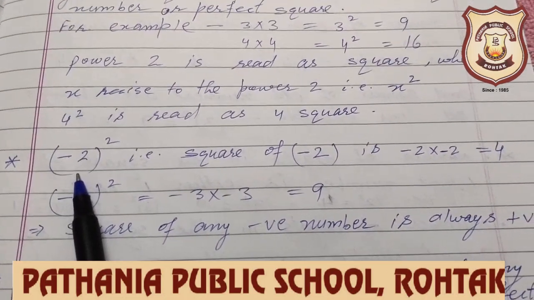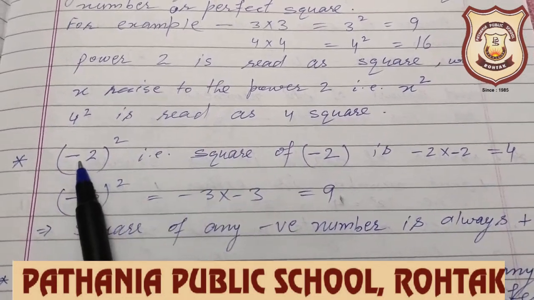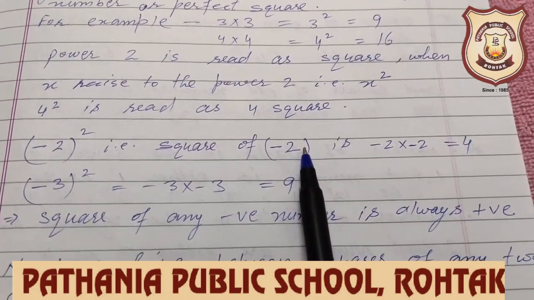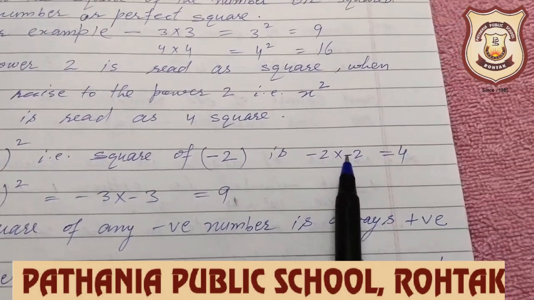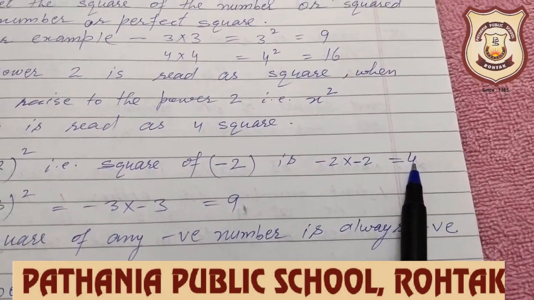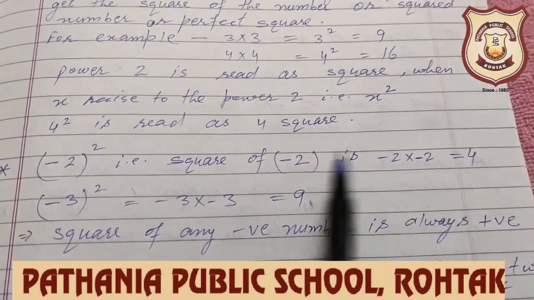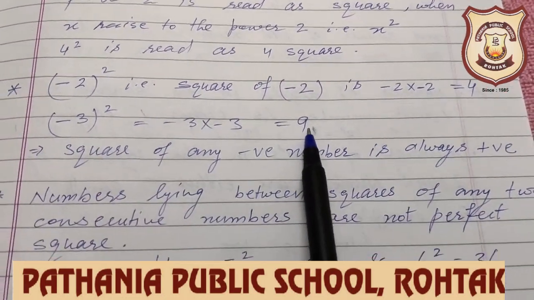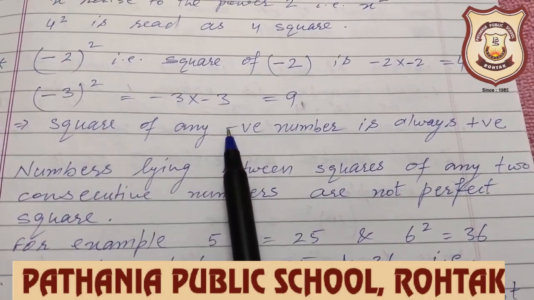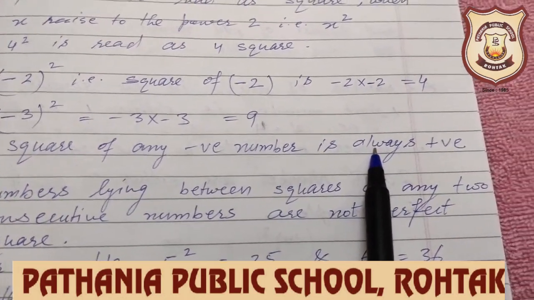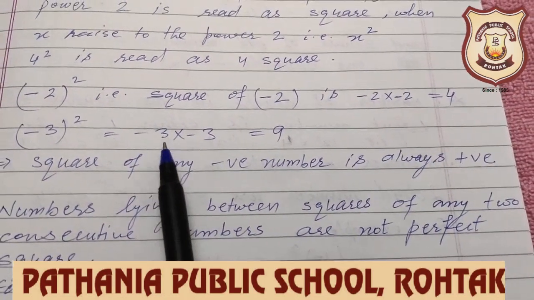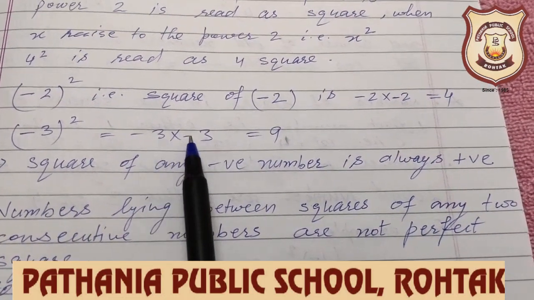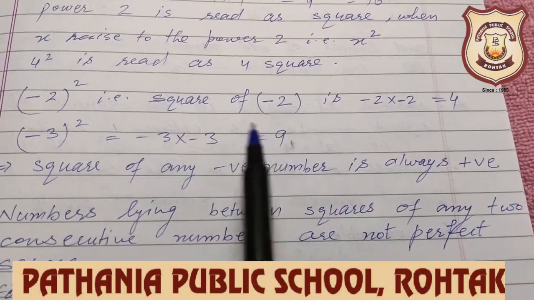Minus 2 square is read as the square of minus 2. That is minus 2 into minus 2, which is 4. Minus 3 square is minus 3 into minus 3, which is 9. So the square of any negative number is always positive. Just like minus 3 into minus 3 is equal to 9. Minus multiplied by minus is plus.